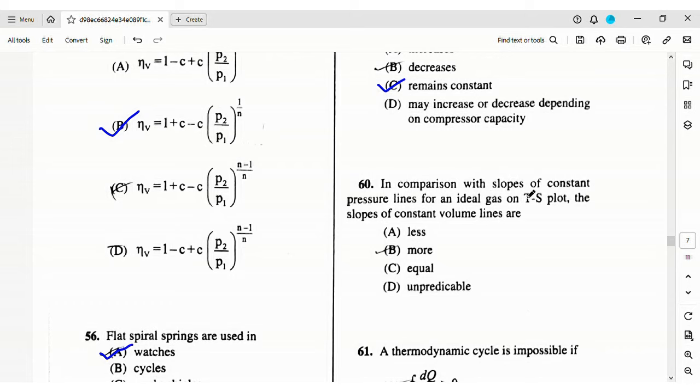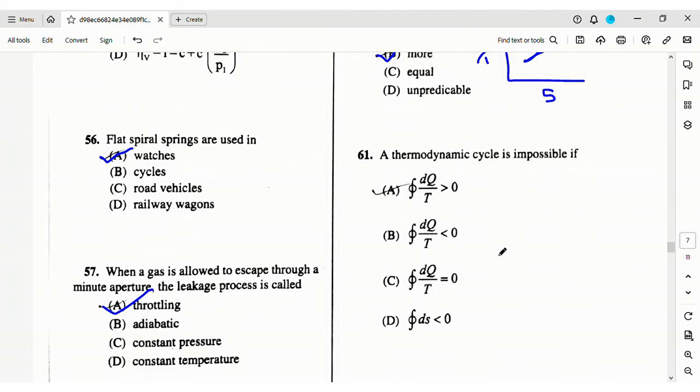in comparison with slopes of constant pressure lines of an ideal gas on a TS plot, the slopes of constant volume lines are constant. In case of constant volume lines, the slope is more and the pressure line is less. In case of TS diagram, you can see this graph. It's V and P. TS diagram. A thermodynamic cycle is impossible if the cyclic integral of dq by T is greater than 0. That will be an impossible cycle.